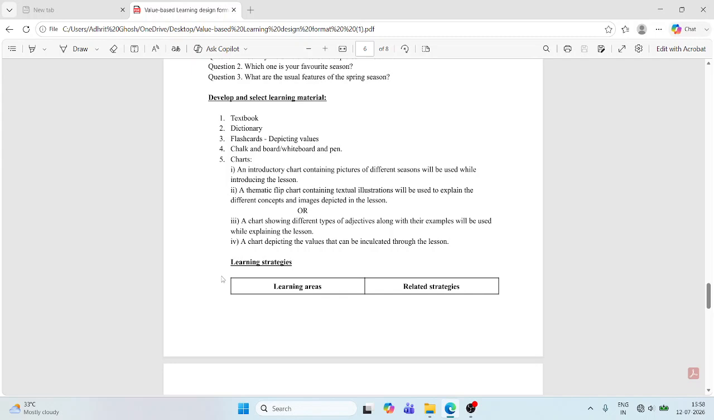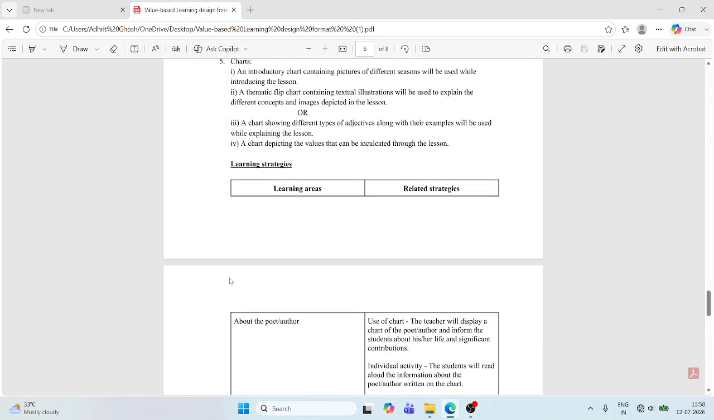through the lesson. For example, if you want to specify human caused disasters, all right, or the degeneration of the ecosystem. If you prepare a chart on that, you can mention that here only, all right. So then we come to the learning strategies.